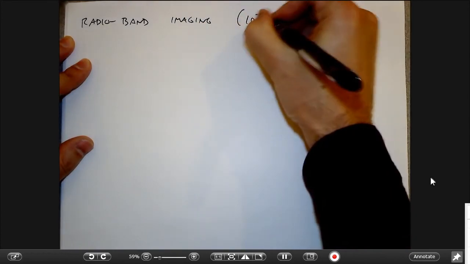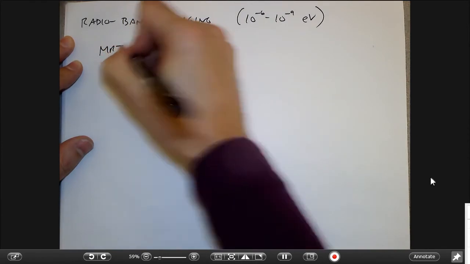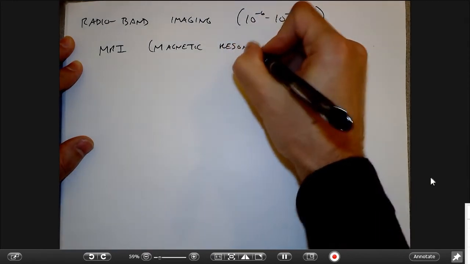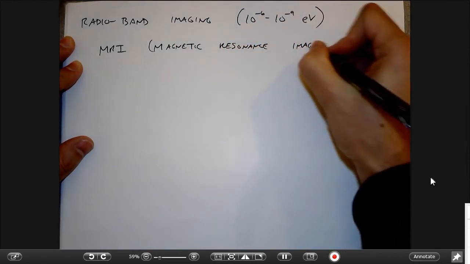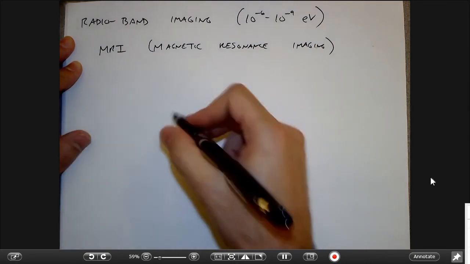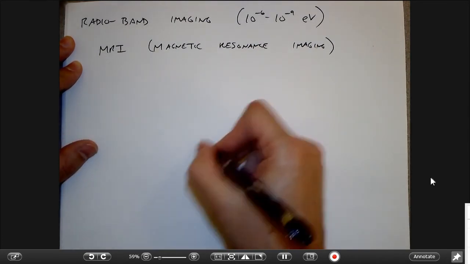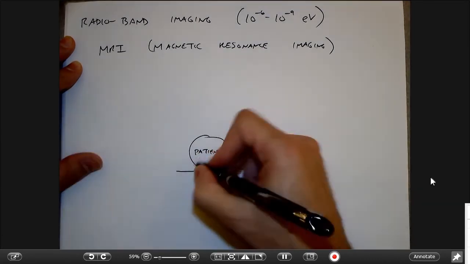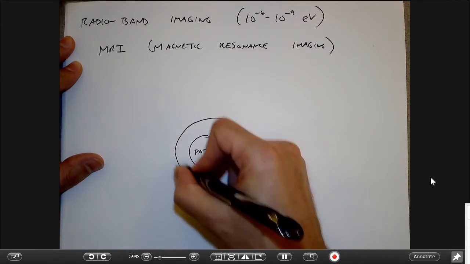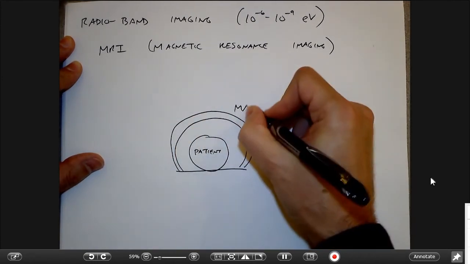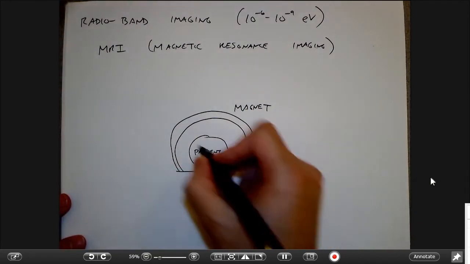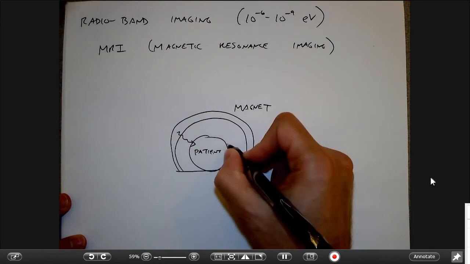And that's where we have things like the MRI, which stands for magnetic resonance imaging. And so again, in this case what's happening is that you have a patient lying on a couch, and then they're surrounded by this huge magnet. And the magnet is basically pulsing radio waves into the patient, and those waves are being reflected and detected.